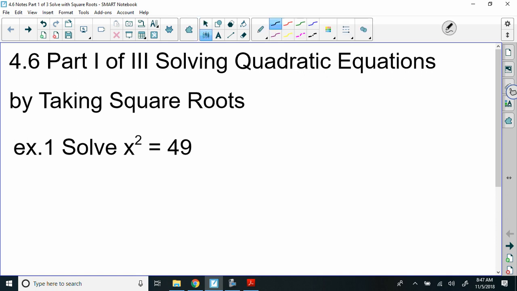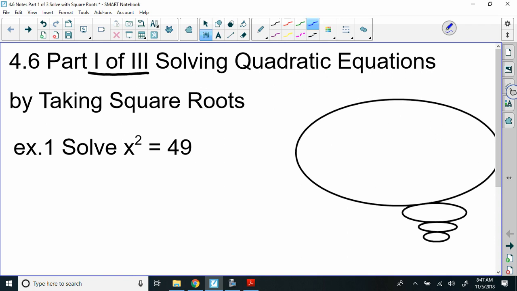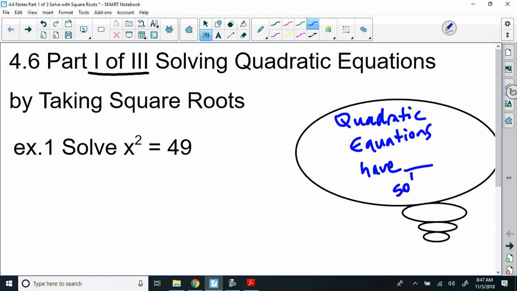4.6, part 1 of 3, solving quadratic equations by taking square roots. I mentioned to my class before we started, the big takeaway is simplifying square roots. One other big takeaway is to keep in the back of your mind, whenever we solve a quadratic equation, to think to yourself, quadratic equations have how many answers? How many solutions do they have? They always have 2.